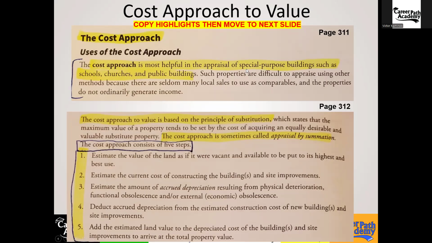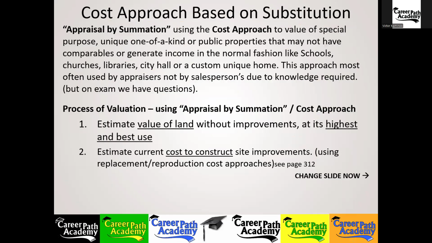So these are all 5 of the steps, but we're going to go over these terms and the steps individually, and then we'll wrap it up and we'll do a recap. Okay. So first step is they estimate the value of the land without the improvements to it. What is the land worth put to its highest and best use? That's the most valuable use that it could be used for, or the use that's most in demand in the reasonably near future. Then they estimate the cost to do all the construction and the site improvements of that building, using either the replacement or reproduction cost approach.